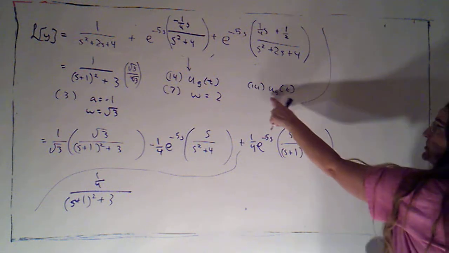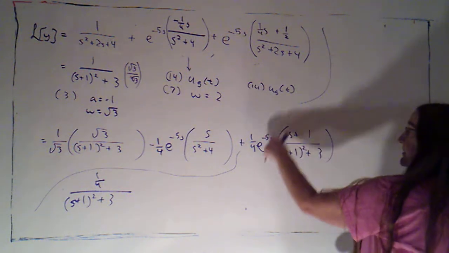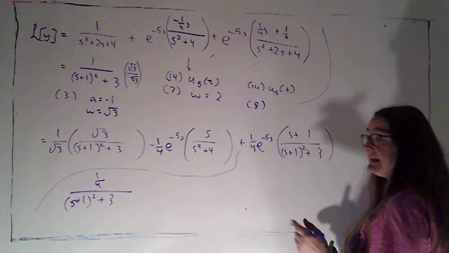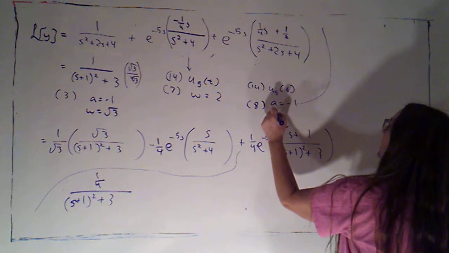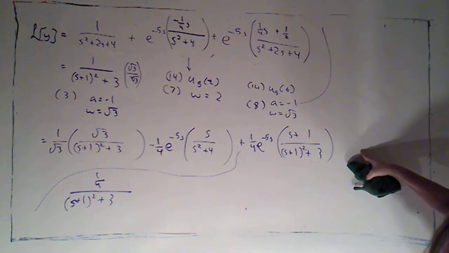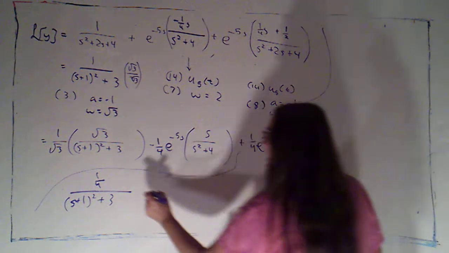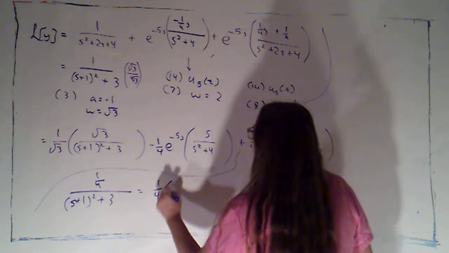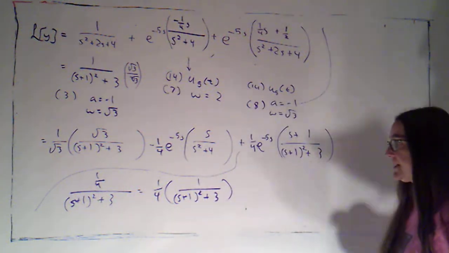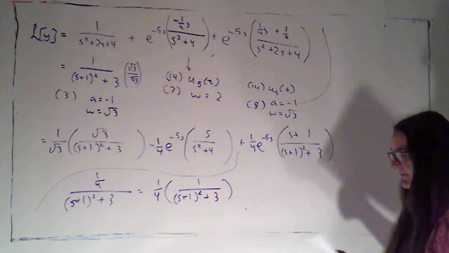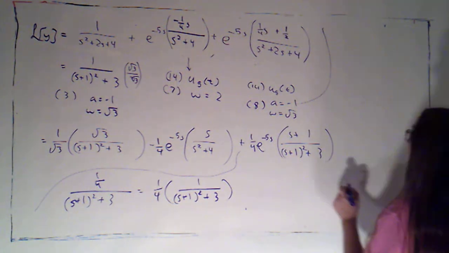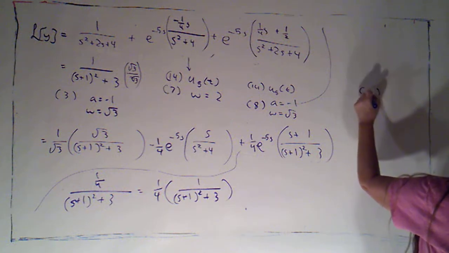Okay, and so for this we're using Formula 14. This is going to become the Heaviside function at 5, and then we said we were also using Formula 8 with a equaling -1 and omega equaling √3. And then we're going to have this last piece here. I'm going to just rewrite this as 1/4 times 1 over s plus 1 squared plus 3. So same denominator, but I just have a number on the top.